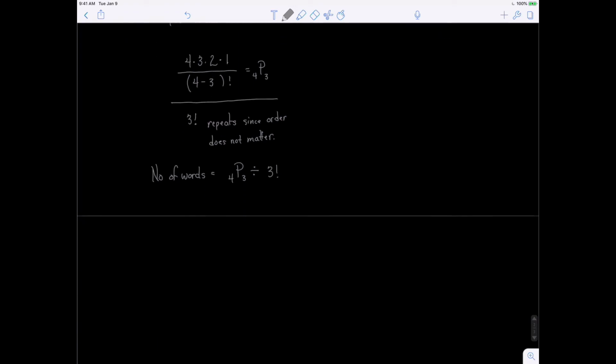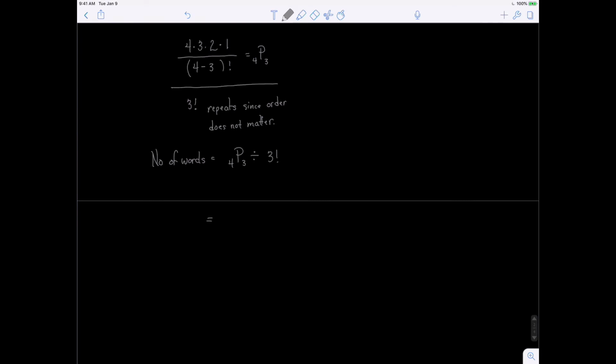So I'm going to do a little bit of math for you. This is 4 permute 3 is 4 factorial over 4 minus 3 factorial. And then if we're going to divide it by 3 factorial, that's 1 over 3 factorial. Well, this just becomes 4 factorial over 4 minus 3 factorial times 3 factorial. And we call this 4 choose 3.